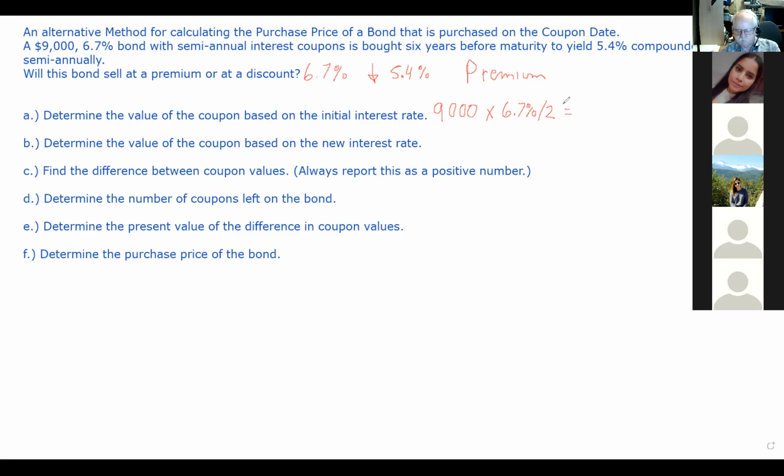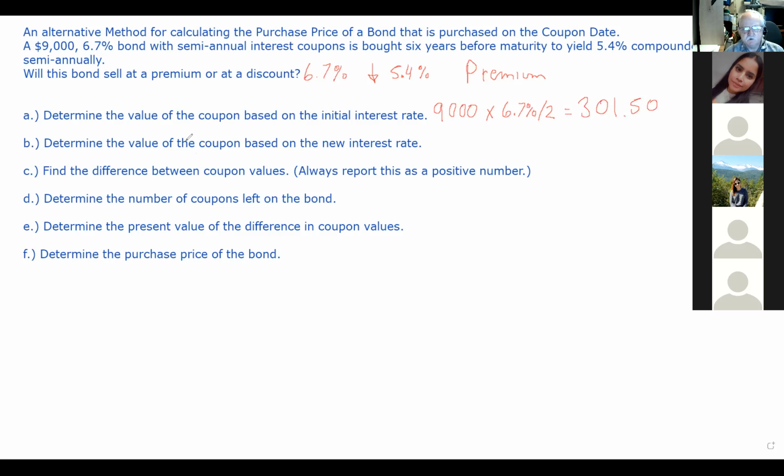So 6.7% divided by 2 times 9,000. So the coupon is $301.50.